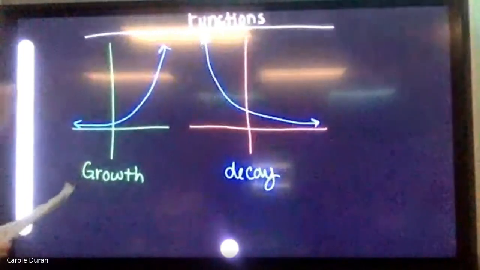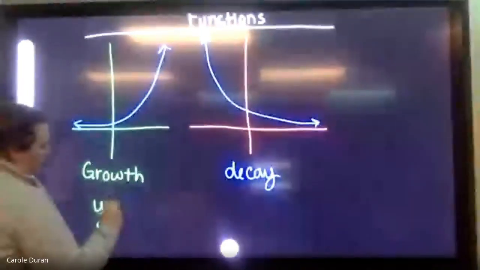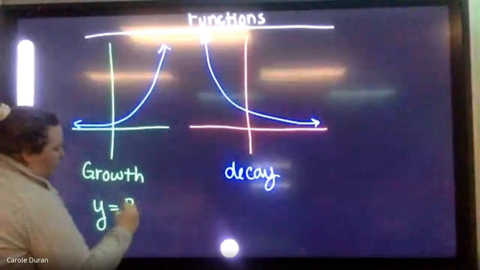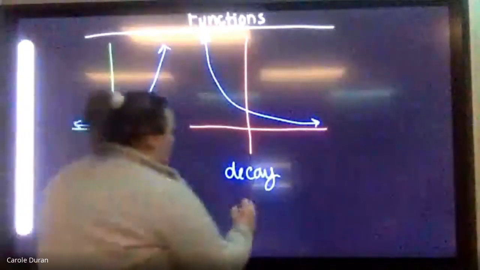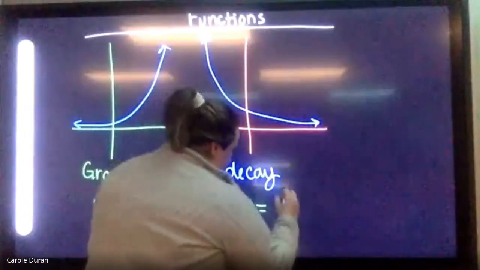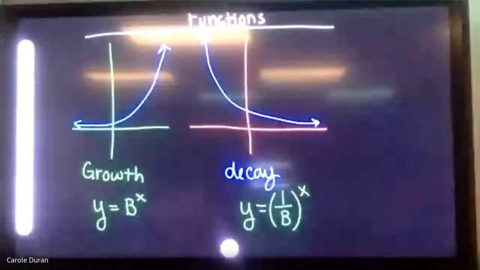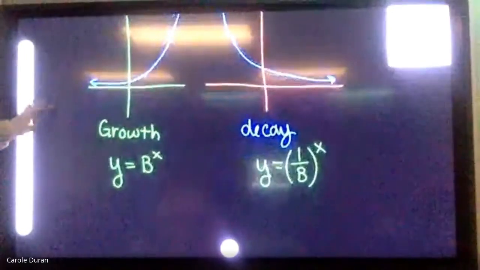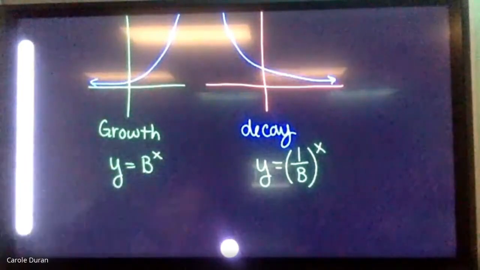There's a certain thing in our function that tells us whether we're going to have a growth function or a decay function, and that is the base that we are taking to an exponent. So if we have a growth function, that means I'm taking a whole number b to our exponent x. If I have a decay function, my base is a fraction. So if I have a whole number base, it's a growth function. If I have a fractional base, it is a decay function.